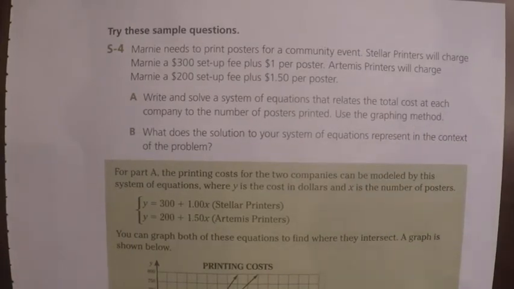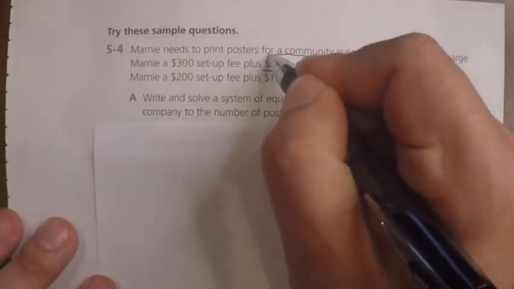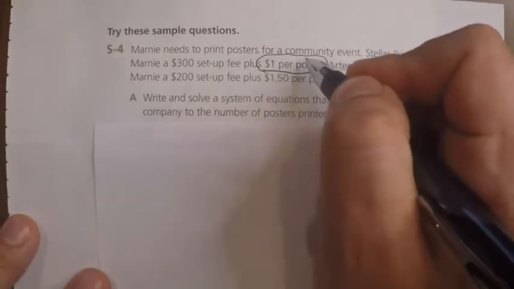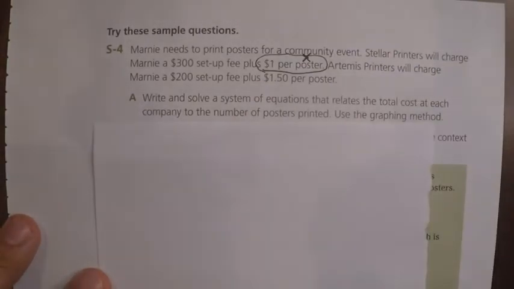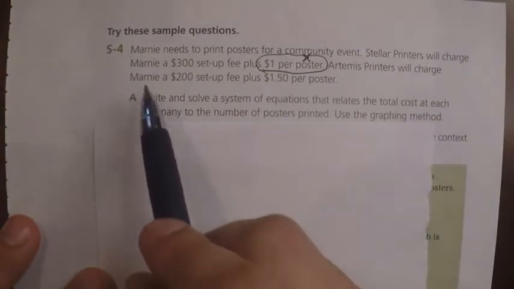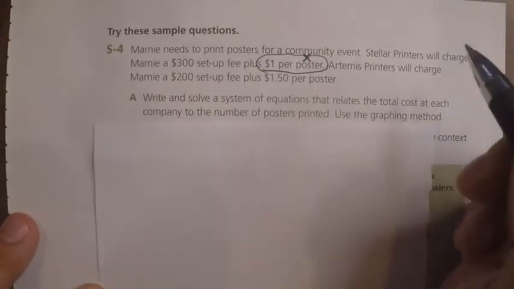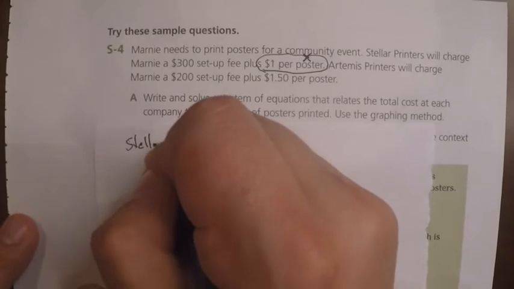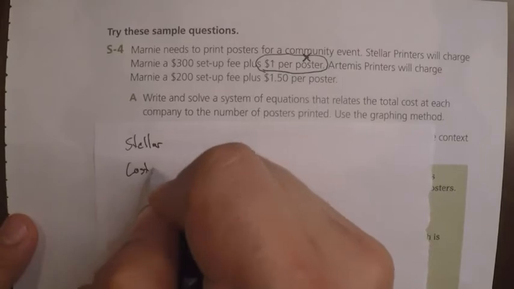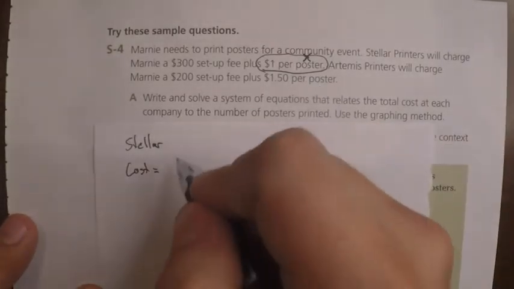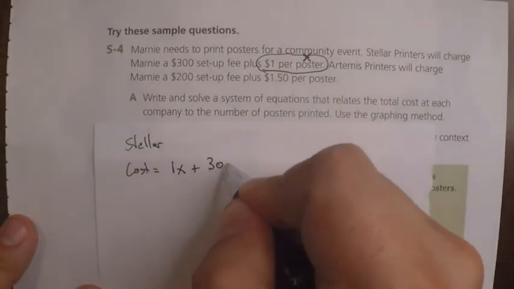So if we're going to write these equations here, whenever we see per poster, we're thinking this is going to be our variable, the amount of posters, and the 1 will be the coefficient for that variable, or the slope. And then our 300 will be our constant, which will be our y-intercept. So for the first one, we have Stellar. Stellar Printers, their cost is equal to $1 per poster, so 1x, plus the setup fee of 300.